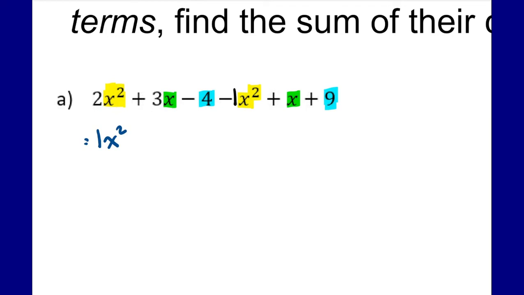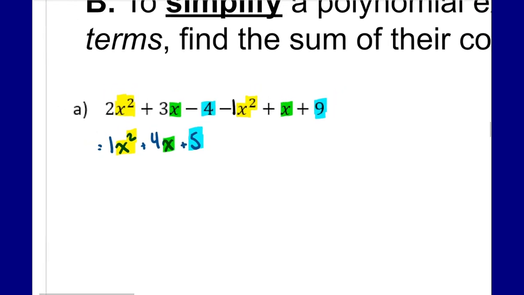Moving on to the next set of like terms. 3x plus x. 3 of something plus 1 of something gives me 4 of something. And then minus 4 plus 9, just 2 numbers. Negative 4 plus 9 gives me positive 5. So I'll just highlight those again to show you where they came from. Hopefully you can make those connections. So that would be collecting or simplifying that polynomial.